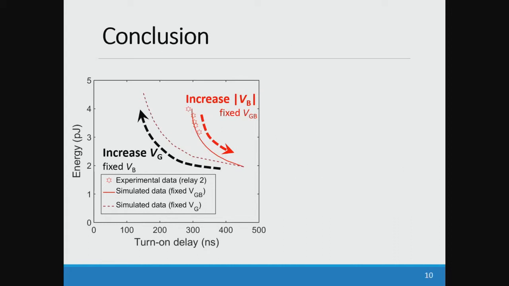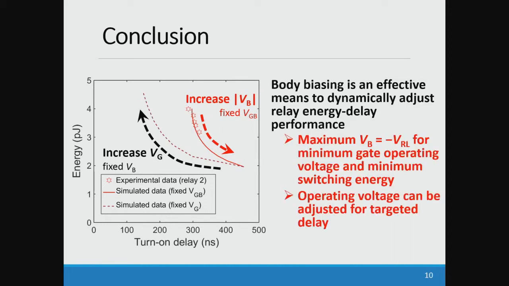This brings me to the conclusion that body biasing is an effective way to dynamically adjust the performance of the relay, the energy delay performance, and the minimum of energy is obtained for a body bias equal to the release voltage. We have also seen that we can adjust and have a targeted delay by changing the operating voltage.